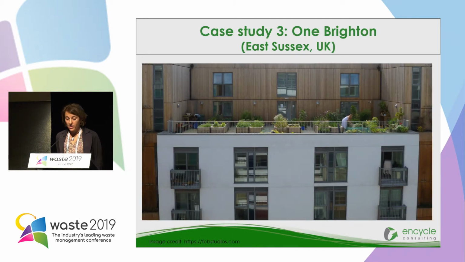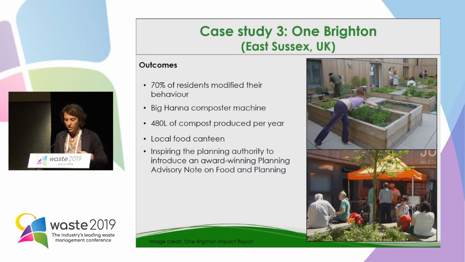They have six sky gardens, roof terraces, mini allotments on the roof, and also an additional community garden, so it's quite a broad development. They also have 2,000 square meters on the ground floor of community space and offices. In terms of outcomes, 70% of residents have modified their behavior.